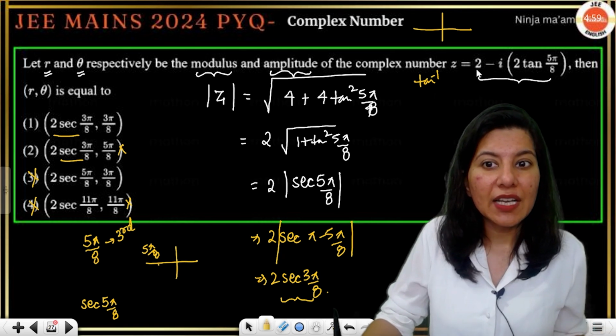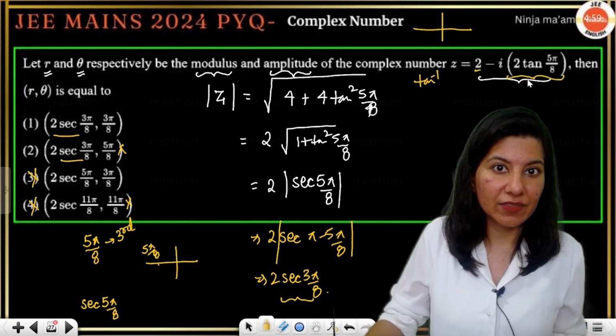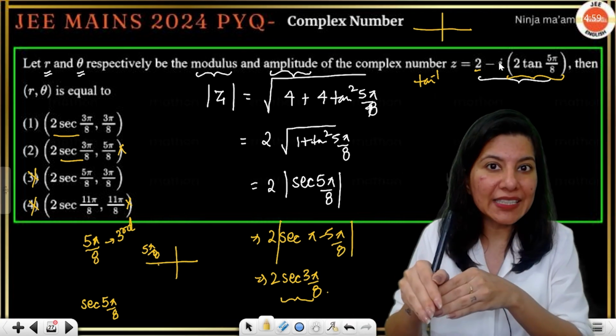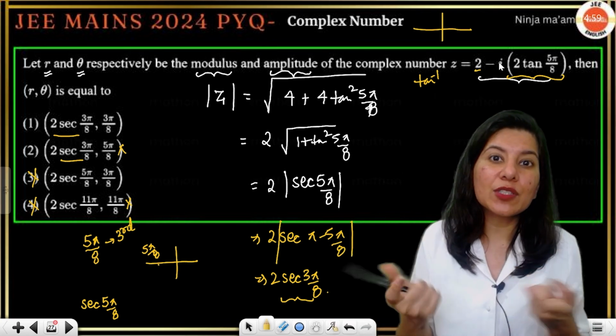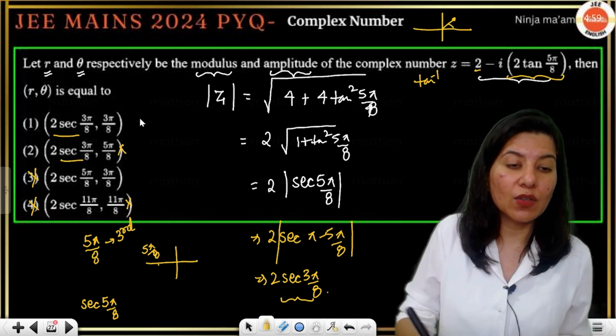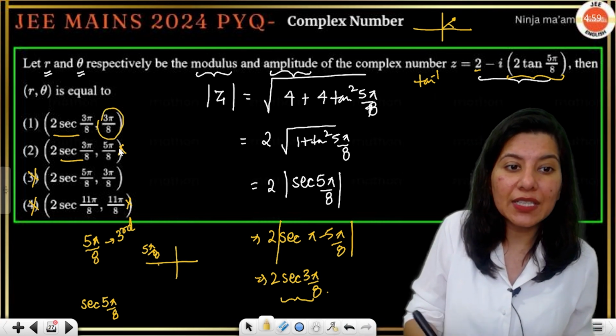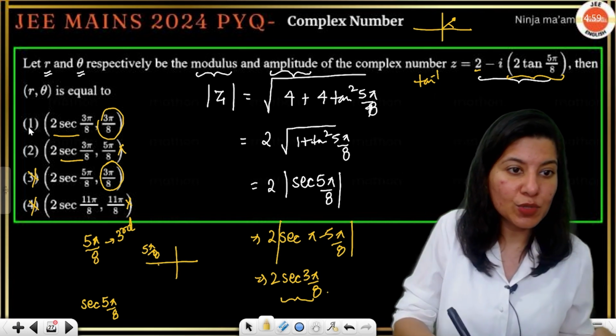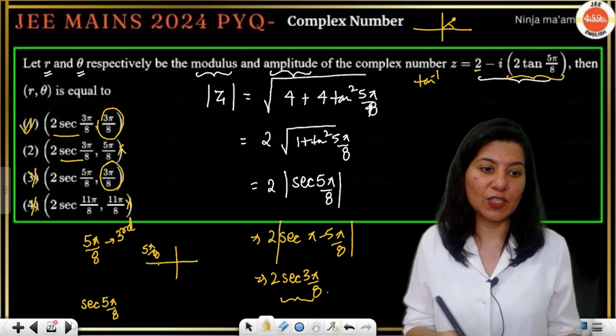What does that mean? X and Y both are positive, right? Minus sign, 2 tan 5 pi by 8 is automatically negative. So both X and Y are positive. That means if both X and Y are positive, the angle is in the first quadrant. The only angle which is lying in the first quadrant is 3 pi by 8. Okay, so 3 pi by 8, option 1, is absolutely right in this particular case.